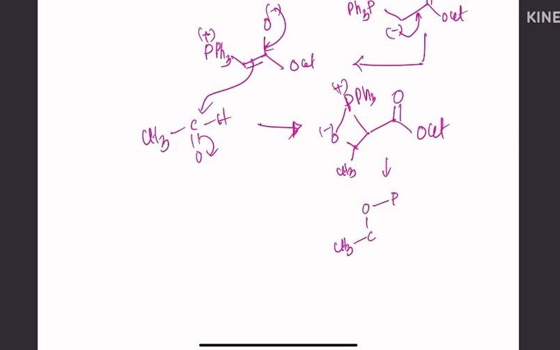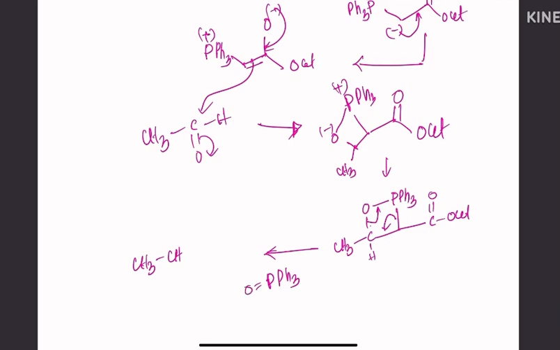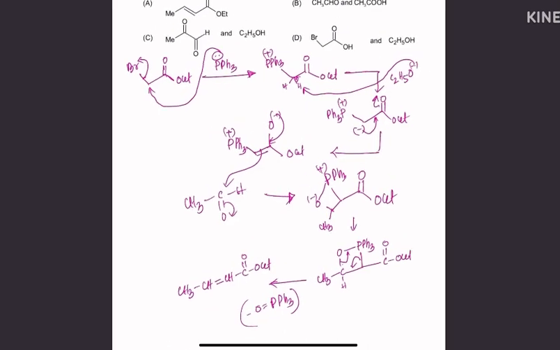CH3CO, PPH3, there is a C double bond O, OET. Now see, CH3CH, and okay, in this case this kind of double bond it will form and it will be out, PPH3 double bond O systems. So what it will form, CH double bond CH COOET. So this is the correct answer.